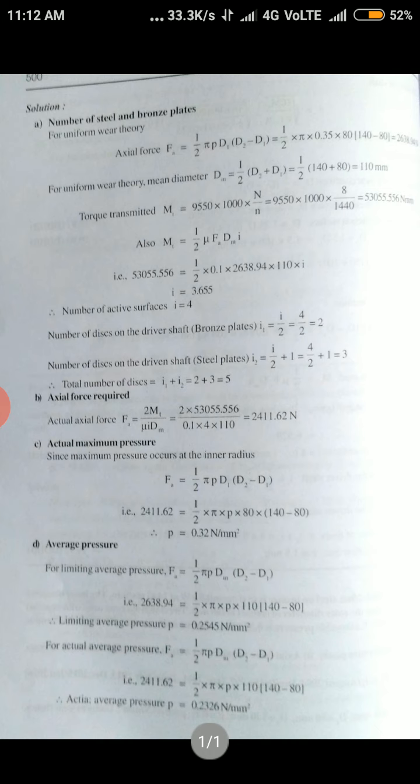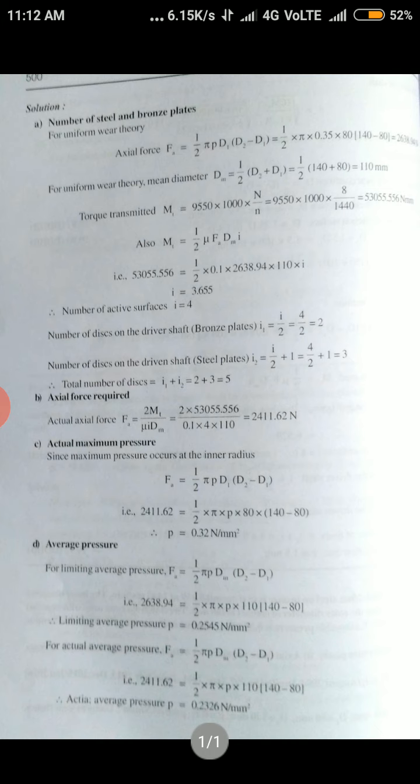In the above, what we calculated was based on the pressure. Now the average pressure, how do we calculate? Fa equal to 1 by 2 pi p dm into bracket d2 minus d1. This Fa that we used here, 2638, is without considering the i value. So here you get the average pressure p equal to 2545 Newton per mm square.